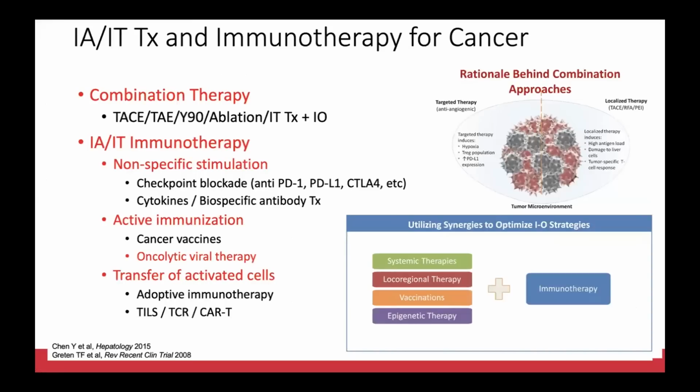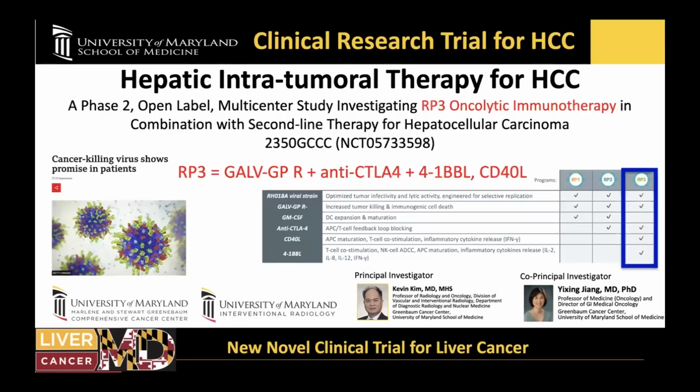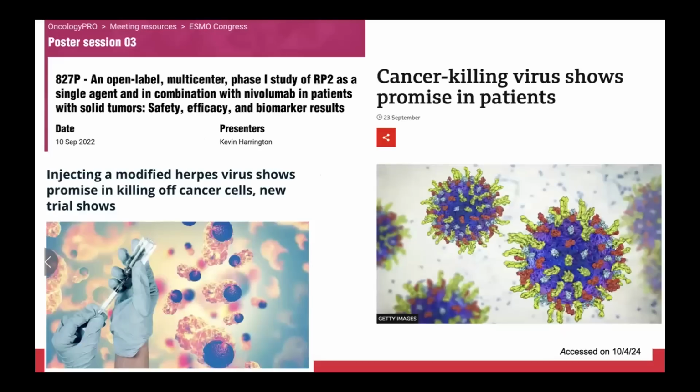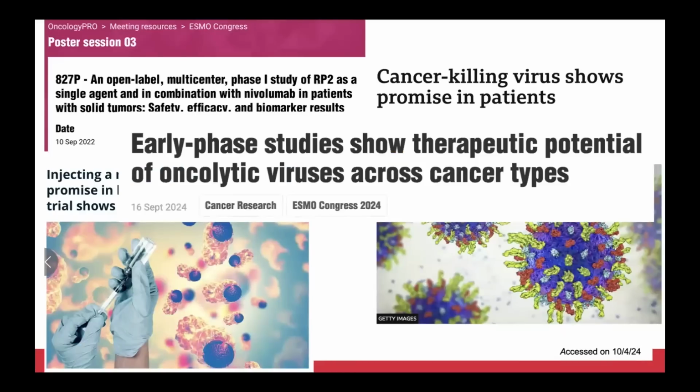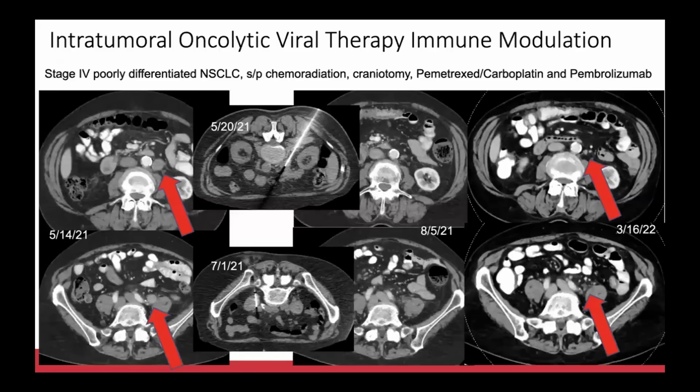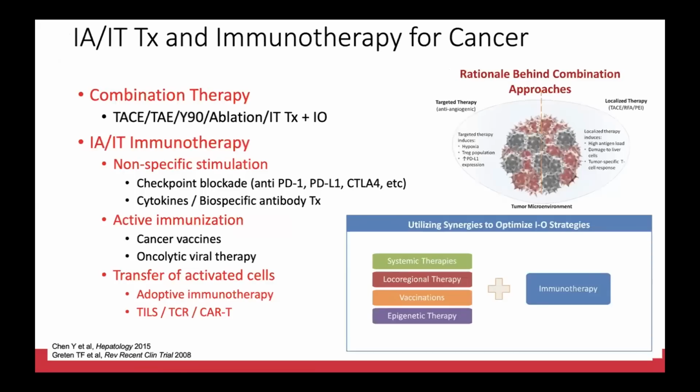Oncolytic viral therapies also, there's a lot. We are part of RP3, oncolytic viral therapy for second-line HCC. There had been a lot of actually enthusiasm on oncolytic viral therapy, showing a lot of responses on even very challenging patients. So we are quite enthusiastic, as one of the patients with the oncolytic viral therapy as a research trial getting improved on.